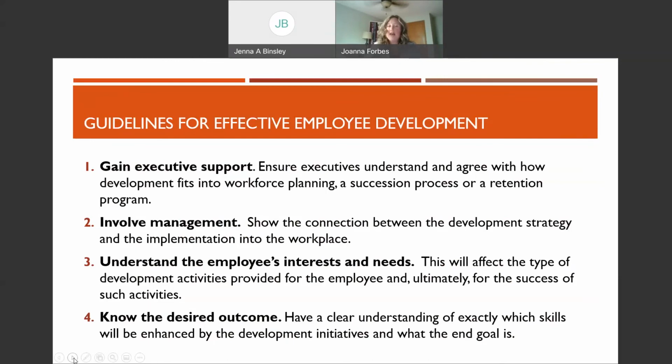If you have managers on staff, you really want to show the connection between why this development opportunity is important and how it's going to be implemented into the workplace. Again, adults, we want to see the connection. If I'm going to go to this class, or if I'm going to shadow somebody, or if I'm going to be cross-trained, I want to see how this is going to be implemented at the workplace. It's also important to understand our employees' interests and needs.